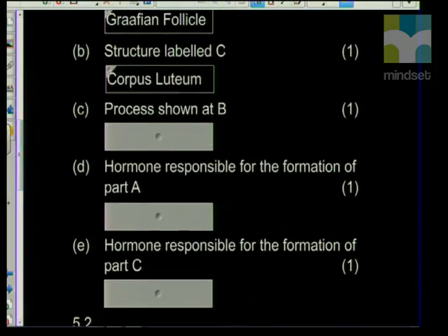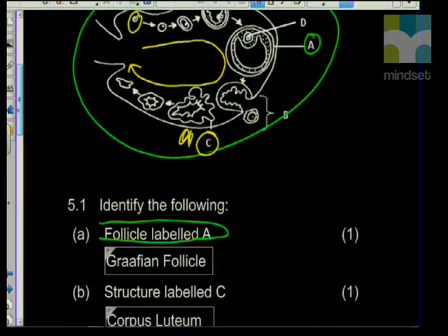It's not too difficult. Okay, the process shown at B. Okay, what happens at B? There it is. Okay, I might have written over that. That is where this big thing bursts.